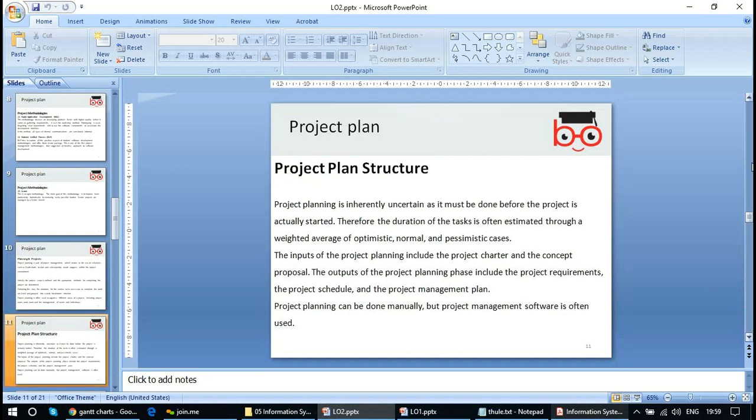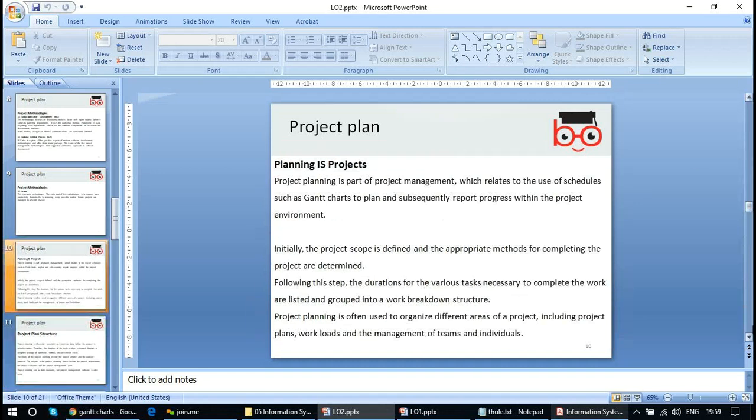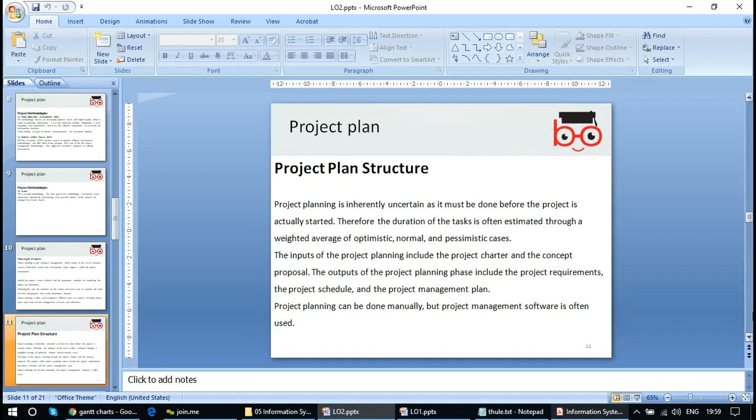So that's about the planning, which needs to be drawn using the Gantt chart. There are other diagrams as well, one or two, but the Gantt chart is one of the most popular. Then the project plan structure, and that's basically the, one second.